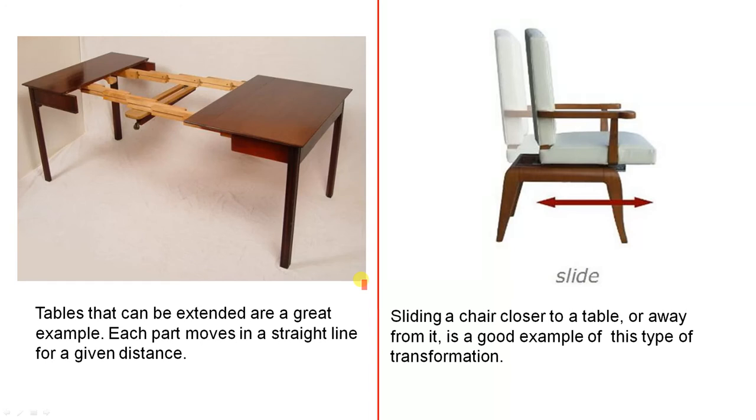Tables that can be extended are a great example. Each part moves in a straight line for a given distance. So this part here can be moved in so it meets this section, or it can be moved out so you can add another section here to make a very large table. And that's a good example of sliding. Sliding a chair closer to a table or away from it is a good example of this type of transformation.